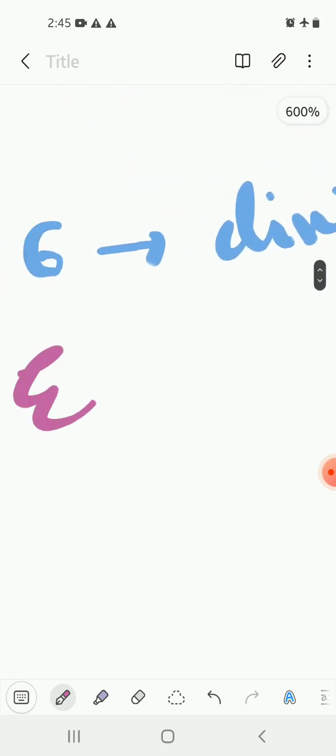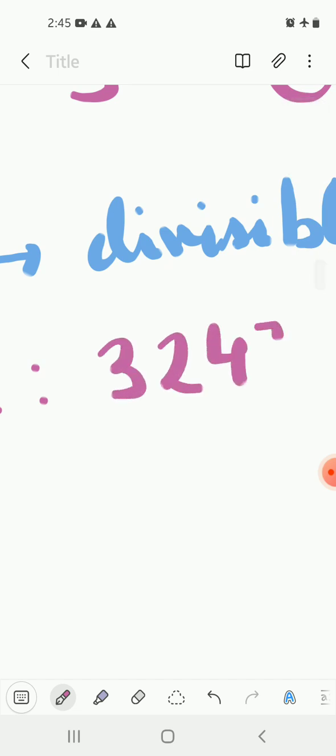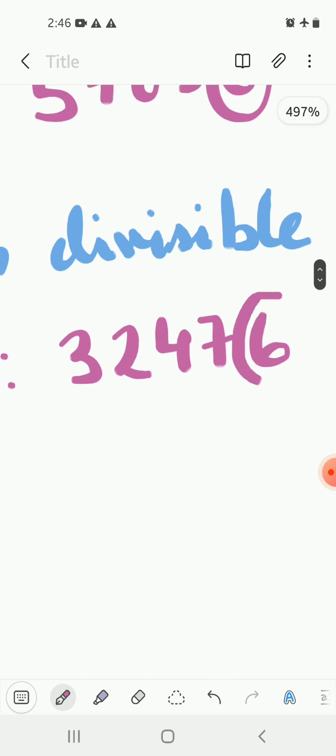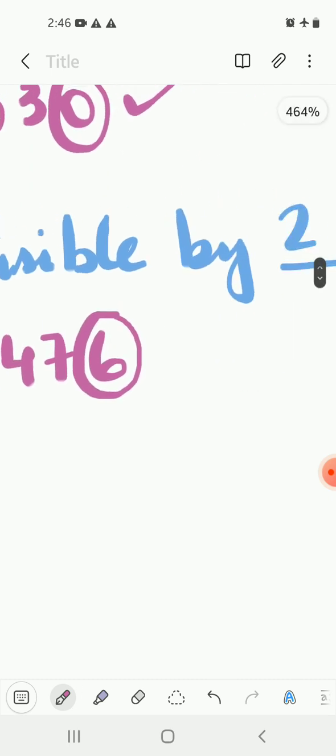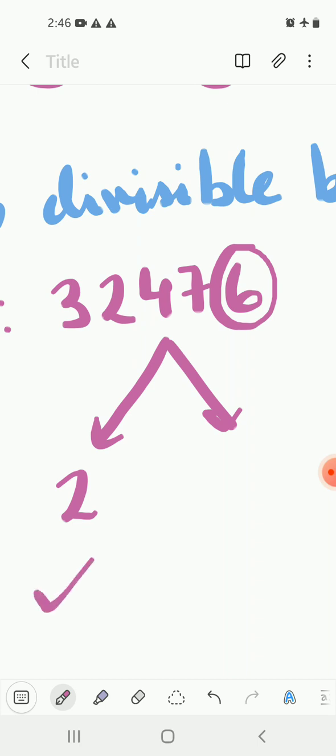See, for an example, I've got a number such as 32476. Check the last digit. It is 6. We have to check for two things. First is whether the number is divisible by 2 or not. For 2, the rule is you have to check the last digit. The last digit is 6, which is an even number, so it is divisible by 2.